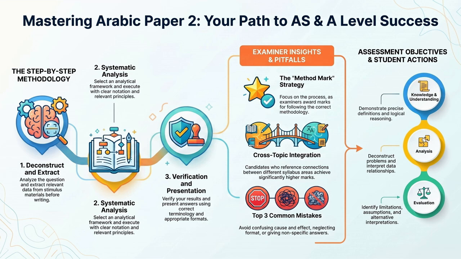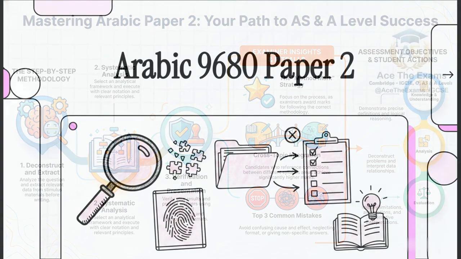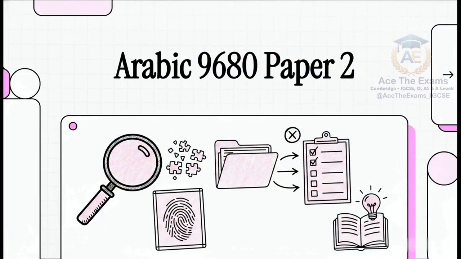Step inside the evidence room, everyone. The door is locked, the digital clock on the wall is ticking down, and the files are laid out on the table. Welcome to this forensic explainer for the Cambridge AS and A-Level Arabic 9680 Paper 2.